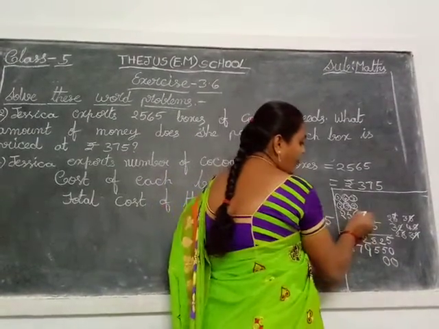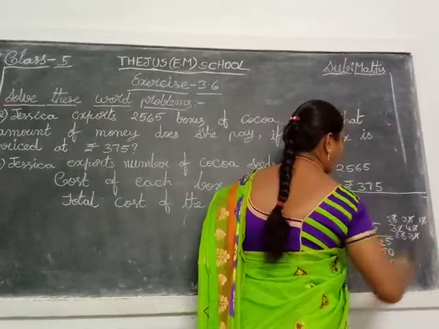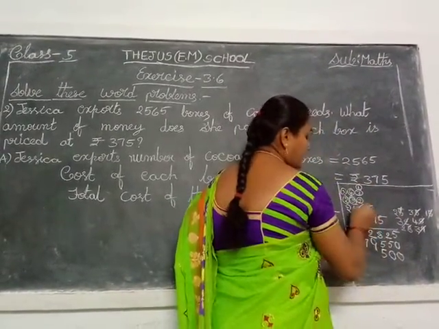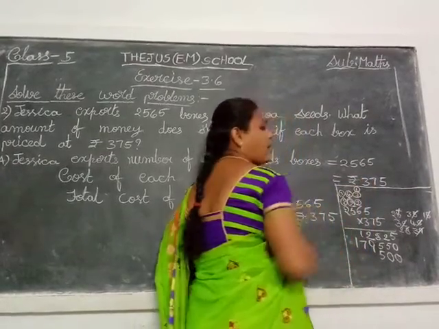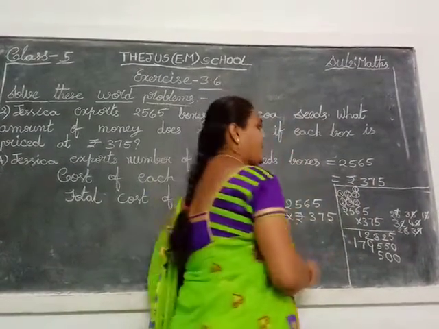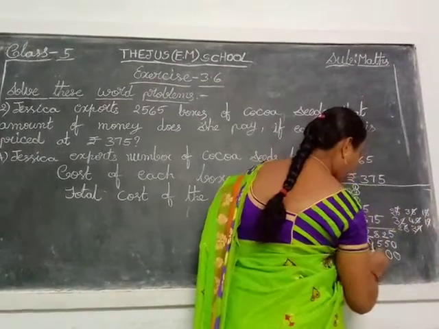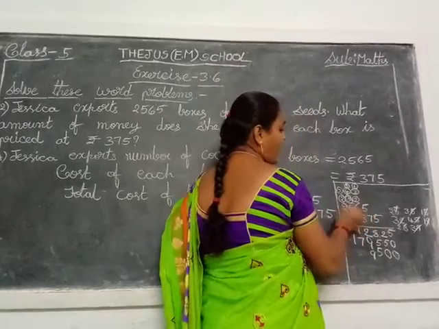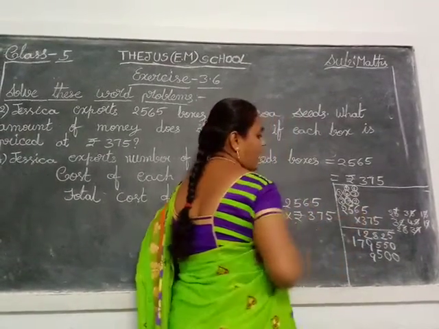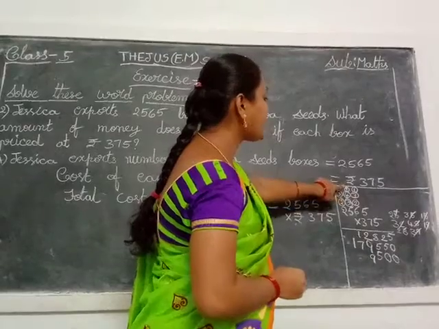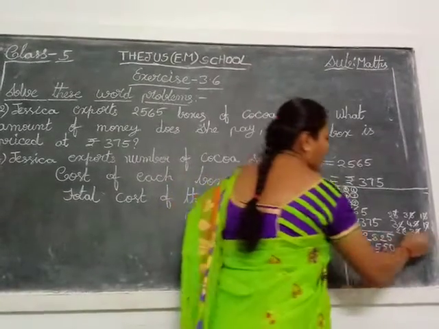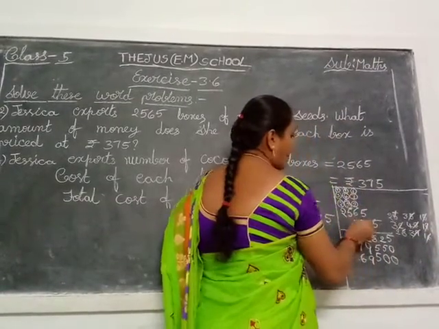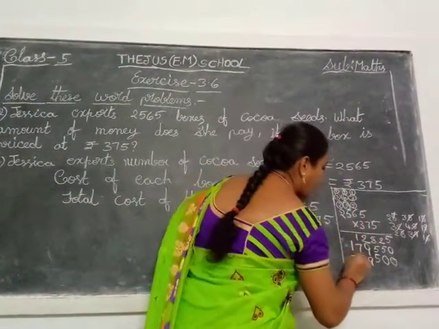Now 3 into 5. 3 fives are 15. 5 right here, and this 1 next number upside. Next, 3 sixes are 18 plus 1, 19. So 9 right here and this 1 next number upside. Next 3 fives are 15. Keep in your mind, take this one finger, 16. Now 6 right here and this 1 next number upside. Now 3 twos are 6 plus 1, 7.